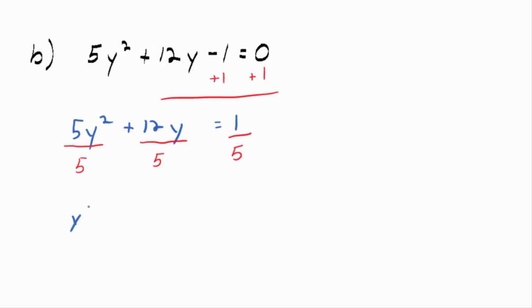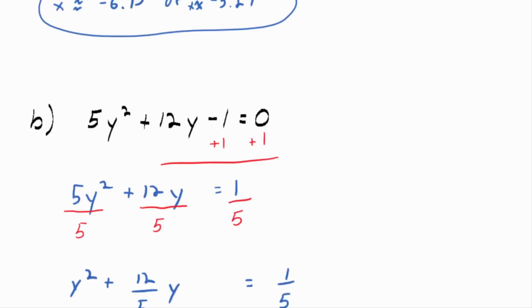Well, 5 divided by 5 is 1, so 1y squared, that's what we were after. The best way to write 12y over 5, don't write it as 12y over 5, write it as 12/5 y so you can identify the coefficient of y. So y squared plus 12/5 y, leave a little space for completing the square, equals 1/5. Everybody with me? Okay, now we're in that step 3.